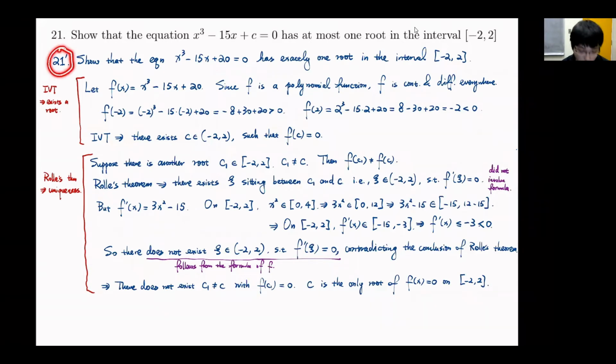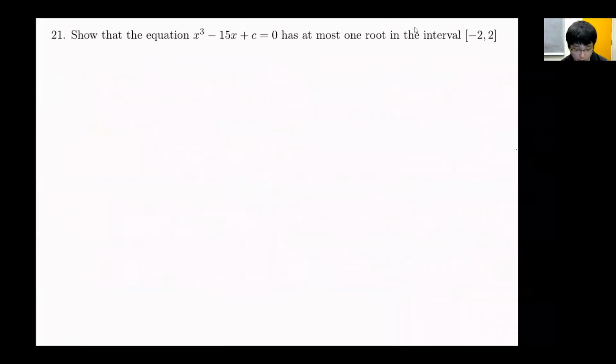And now let's handle the original problem, number 21. For number 21, we want to show that the equation has at most one root. We first need to understand what it means for the equation to have at most one root. At most one root basically means the following two cases. The first case, only one root. And the second case is just zero roots, so no root at all. So these are the only two cases.